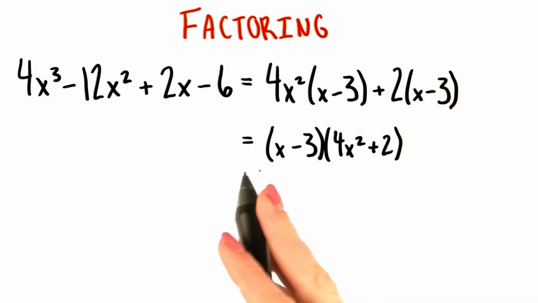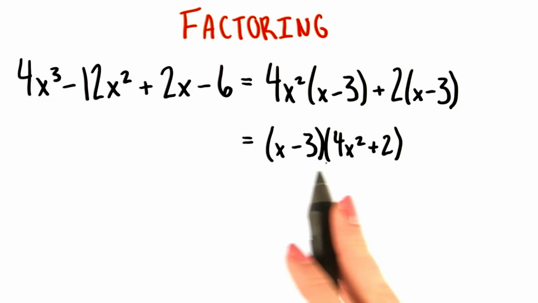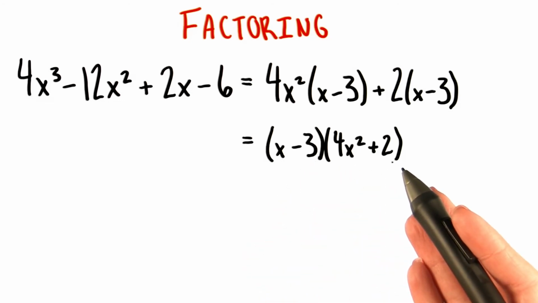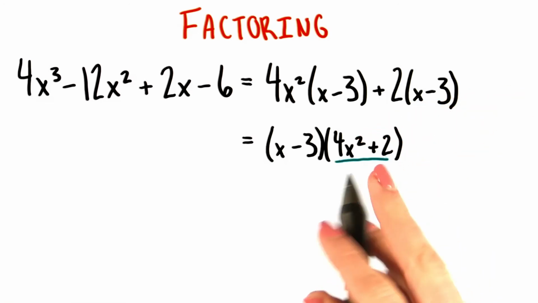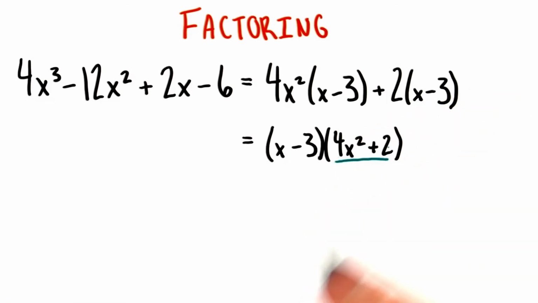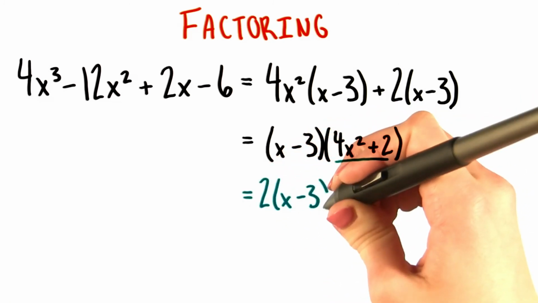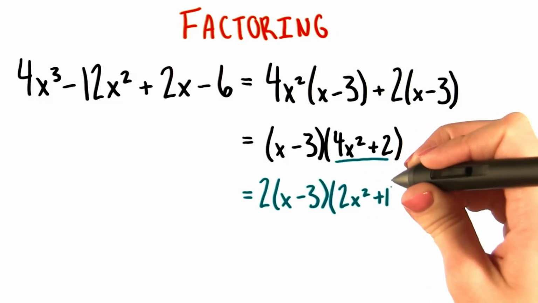At this point, however, when we think that we're fully factored, we have to take that last step to double check and make sure that neither of these factors has a greatest common factor greater than 1. We see, however, that this term, 4x squared plus 2, has a common factor of 2 between its terms. Then we pull that out, and that is what gives us our final factored form, which of course is the same answer that we got doing the problem the other way.